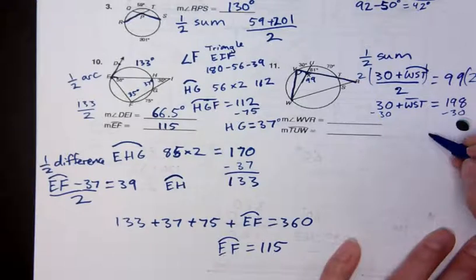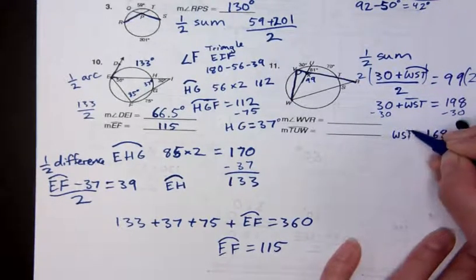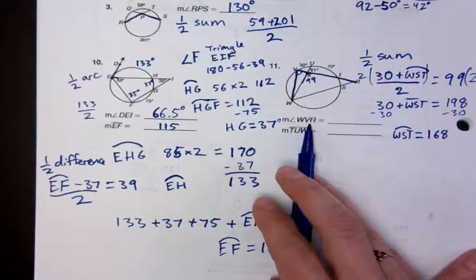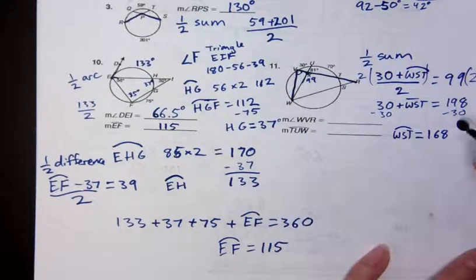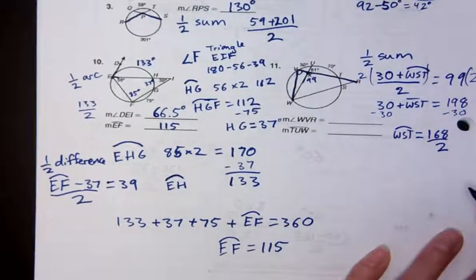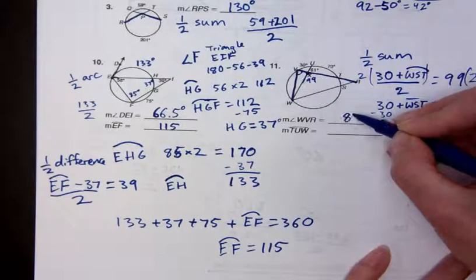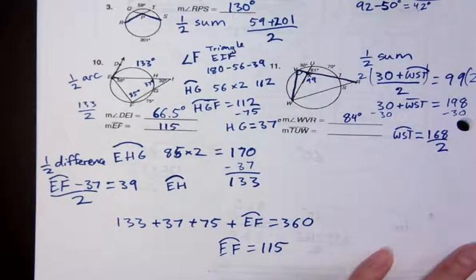And that gives me what? So, WST equals 168. What do I do with that to find WVR? Divide it by 2, because the vertex is on the line. So what's 168 divided by 2? 84.